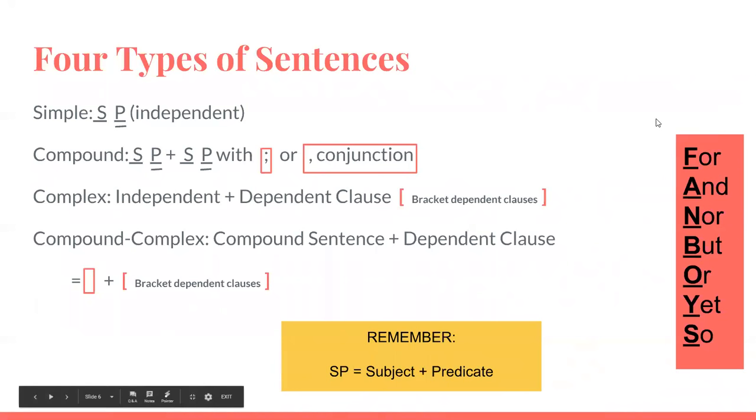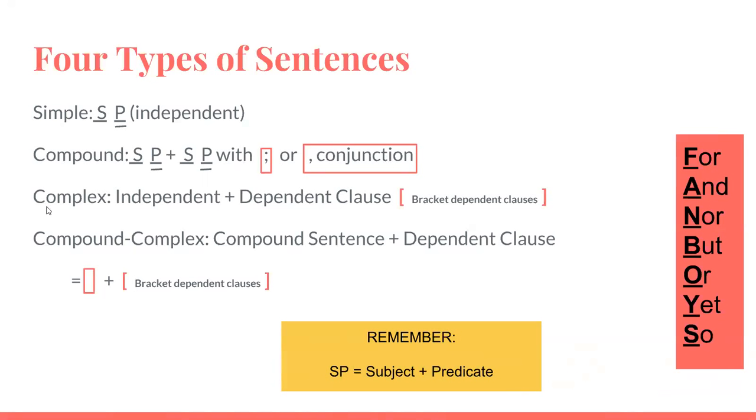I'm hoping a lot of you might have learned this in grade school, but these conjunctions combined with a comma can indicate that there is a compound sentence. And again, a compound sentence is just two sentences glued together. So we would have to have a subject and a predicate, plus another subject and predicate. And in between those two subject predicate pairs or partnerships, you're going to have one of these items, your semicolon or a conjunction.